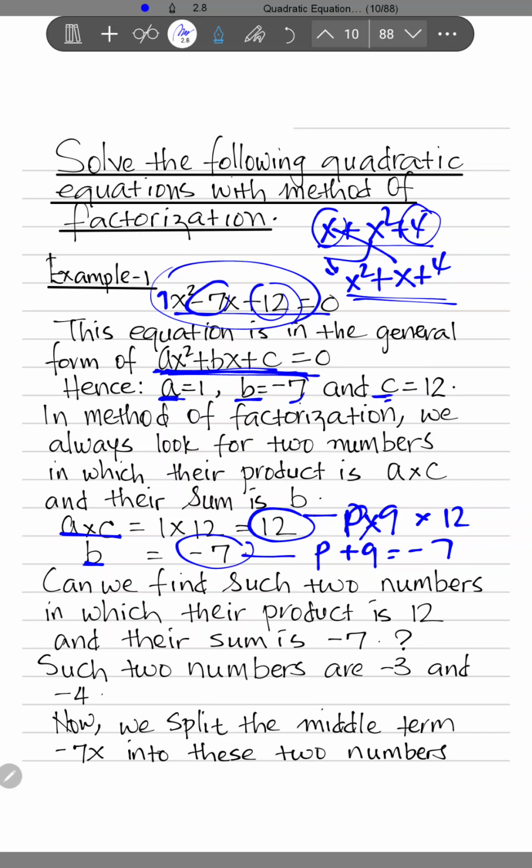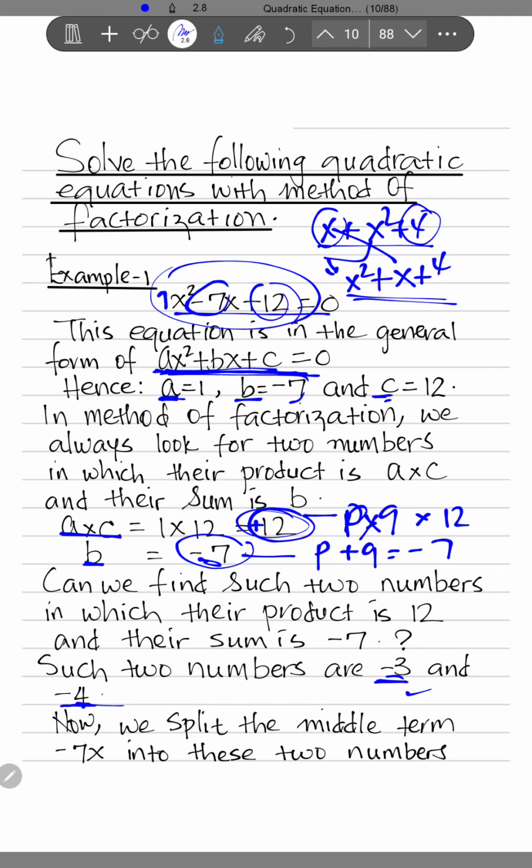So this is just one of the techniques to find two of the factors, and then we write it in that expression. Can we find two numbers whose product is 12 and whose sum is minus 7? Such two numbers are minus 3 and minus 4. Minus 3 times minus 4 is plus 12. Minus 3 plus minus 4 is minus 7. Now we found the two numbers.